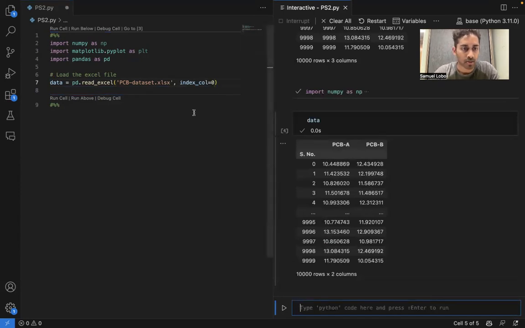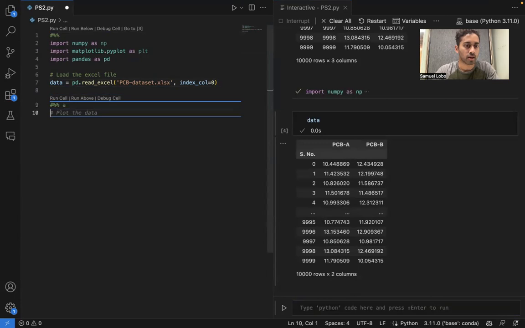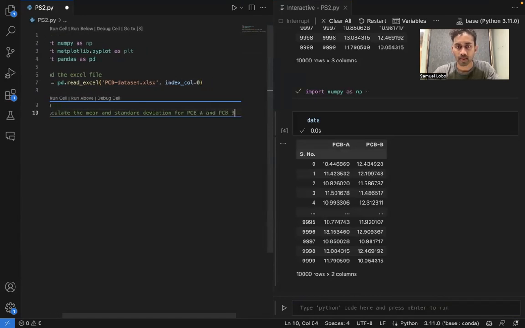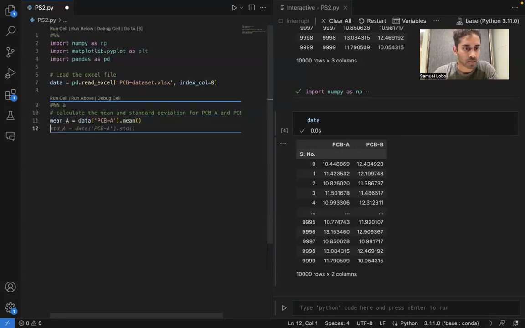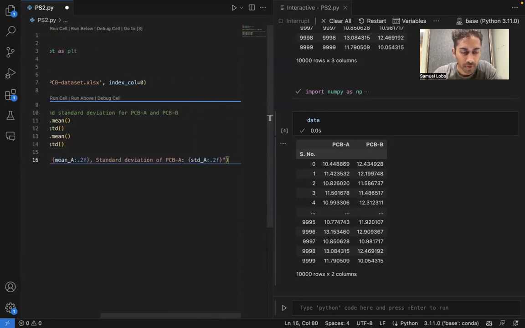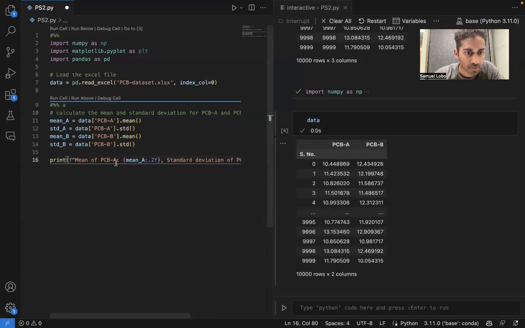Okay, so the first thing we have to do is part A: calculate the mean and standard deviation of the data. I want to do this for each column, so I'll do it for PCB-A first. And this looks like it should work. I'll print the values over here. It says the mean of the first set is going to be this.